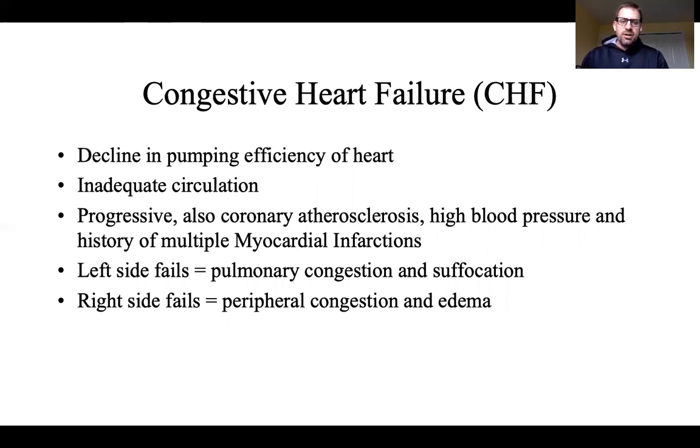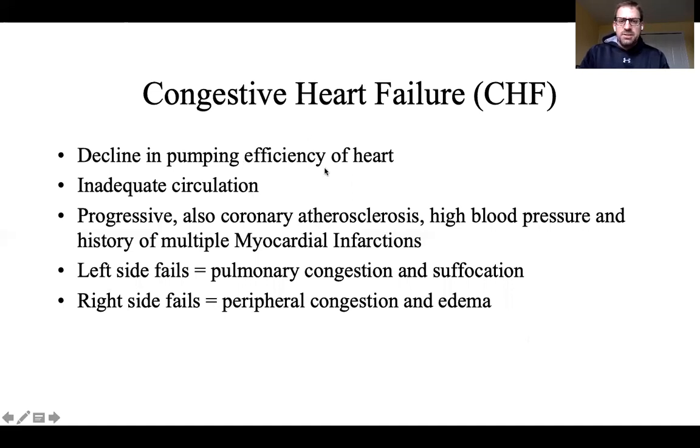If the right side of your heart fails, that means blood returning from the body backs up. So you get congestion in the periphery, and you end up with what's called edema. Edema is just swelling, because fluid leaks out of your blood vessels and fills the tissues of your body. So for patients that have edema, one thing the doctor is going to be concerned about is that the right side of their heart is not functioning properly.